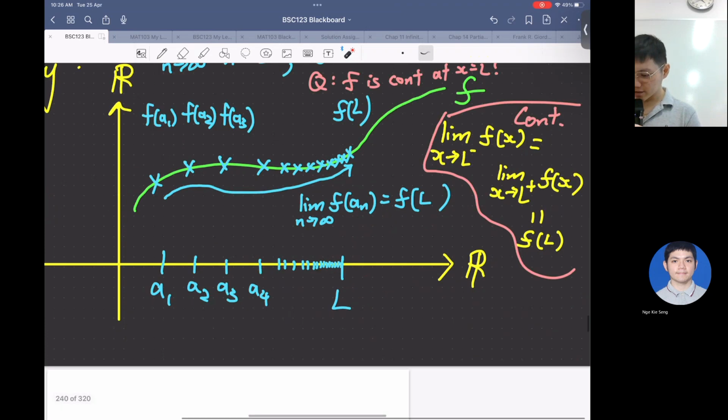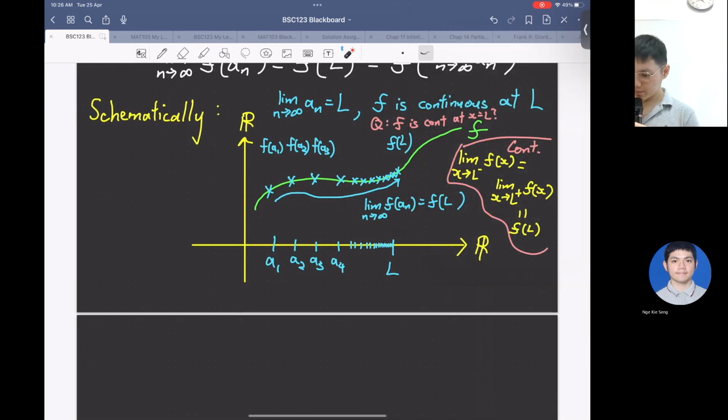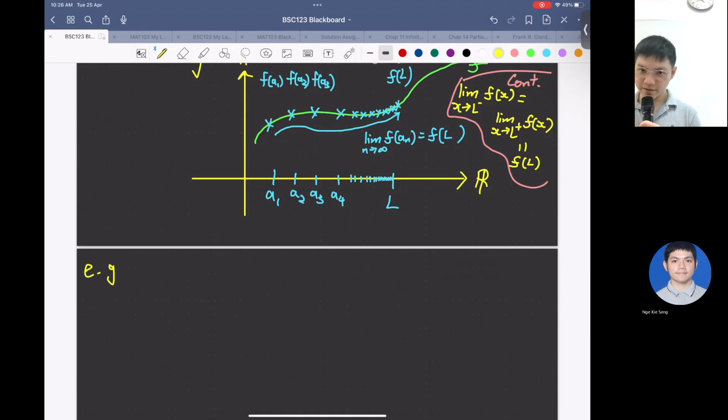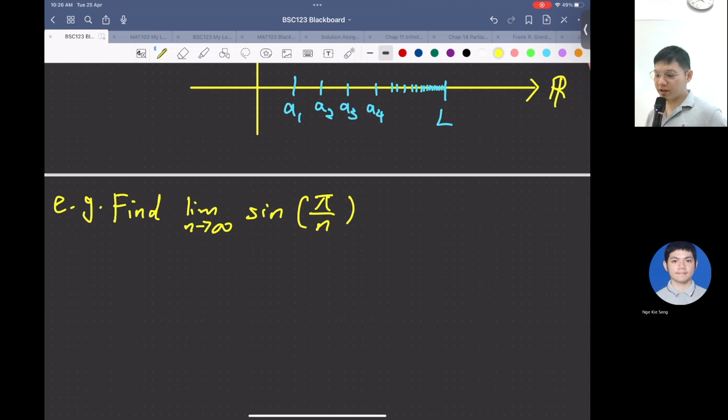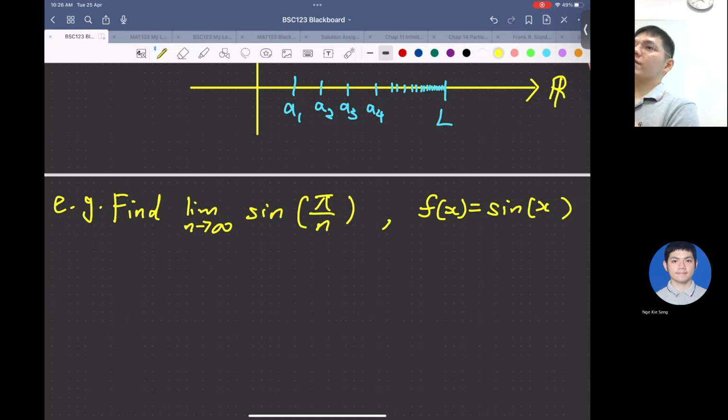Okay, let's see how to use this. Let's take an example. Let's find the limit of sine(pi over n). So really, what's the continuous function that relates to this sequence here? Sine, right? Sine x. So we should look at f(x) equals sine x. Is sine x continuous or not? Yes, sine x is continuous.